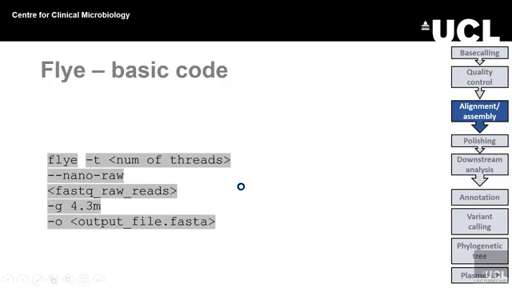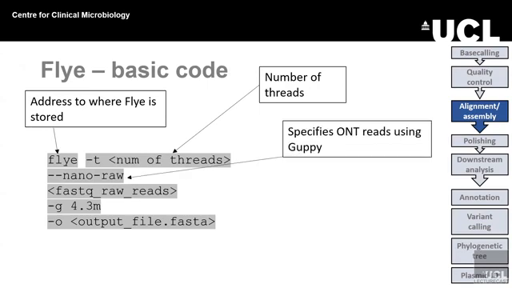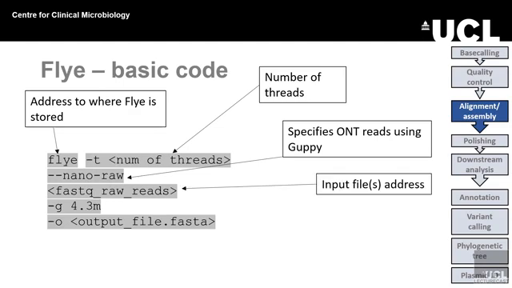So here is the basic code again to use Flye. Flye is the address where Flye is stored, or you can link to it. You've got your number of threads again. Then --nano-raw is specifying to Flye that your data is Oxford Nanopore and you processed it using Guppy. If you look on the Flye website, it will explain all of the different commands and which ones you need to use depending on what data you've got. This is where your FASTQ files are, the ones you want it to combine together.